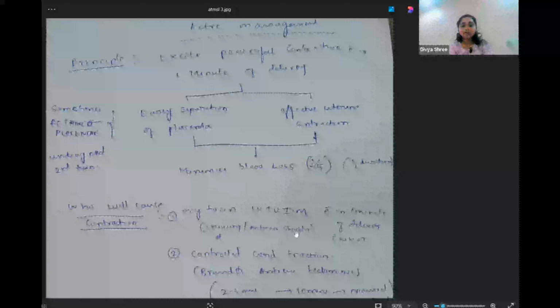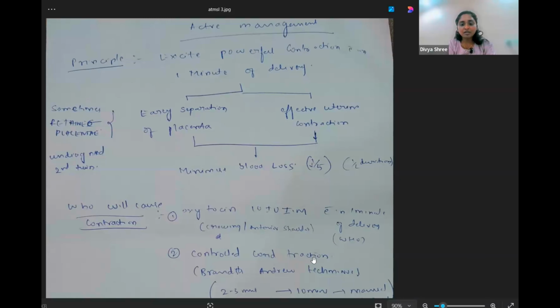The second step is to wait and see whether the placenta is getting separated for a while. But if not, you start with controlled cord traction. Unlike expectant management, you cannot wait for 15 to 20 minutes. Immediately, if you see the placenta is getting separated, then it is fine. Otherwise, you should start the controlled cord traction method. The other name of controlled cord traction is the Brandt-Andrews technique.